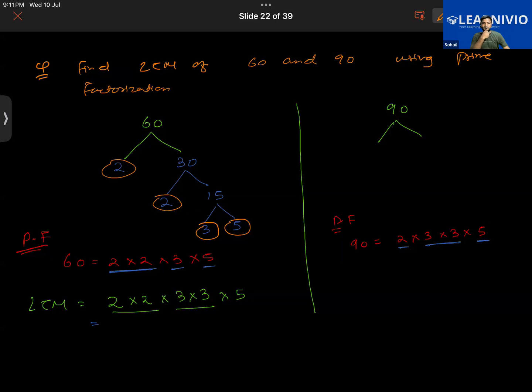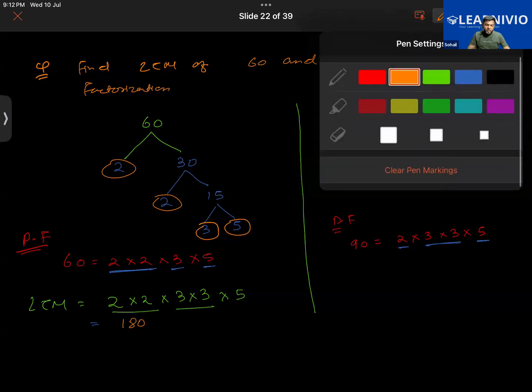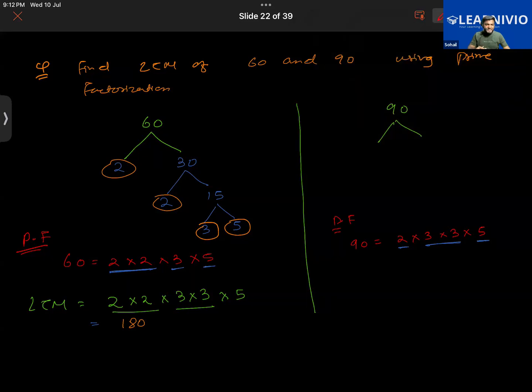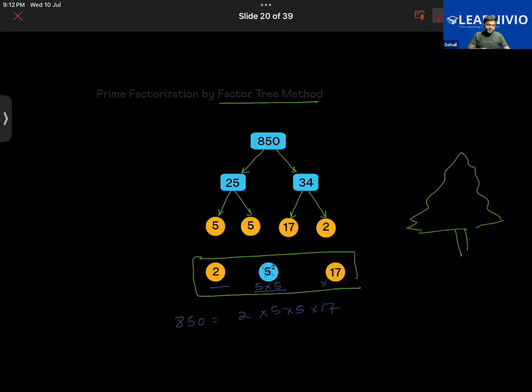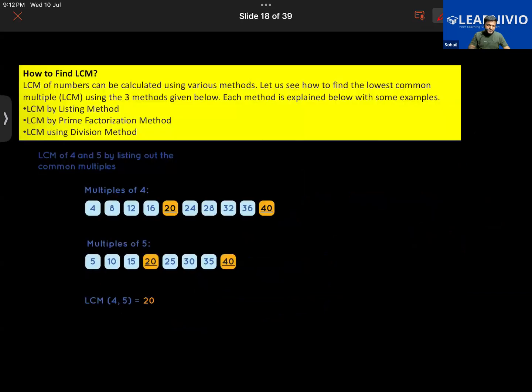180. Very good. So that is the LCM of the two numbers 60 and 90. Hope that is clear to you. Okay. Also, this is the second method to find the LCM. The first method was by listing the multiples of the given number.